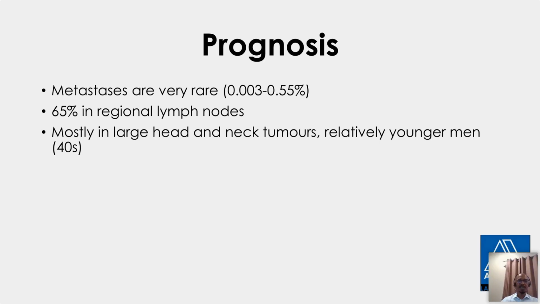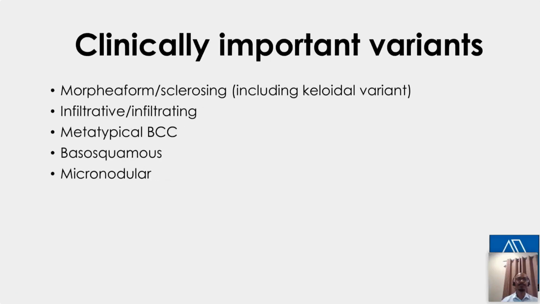Metastases are very rare, in the range of 0.003 to 0.55%. And when they do metastasize, about 65% of these will be in the regional nodes. This tends to be in tumors that are quite large and neglected, located on the head and neck areas. And I expected this to be, just from experience and practice, in elderly males, but in the literature, they mention that they tend to be younger. So maybe it might be a variation in terms of which region of the world you're talking about, because a lot of the data that we get is from the US.